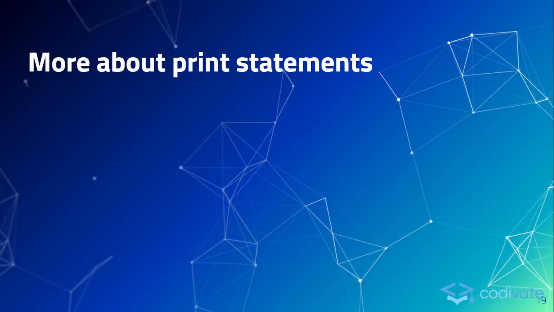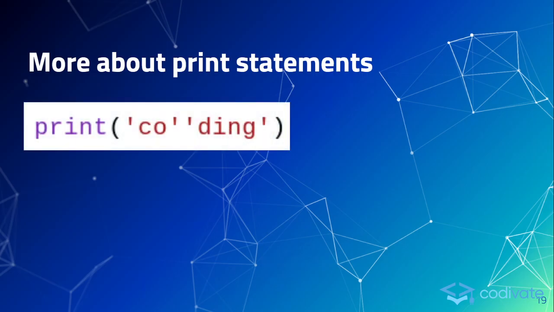Let's go over a couple more things about print statements. If we have two strings right one after the other, they will be automatically joined while printing. So we have the co string, and then we have the ding string, and they print coding.